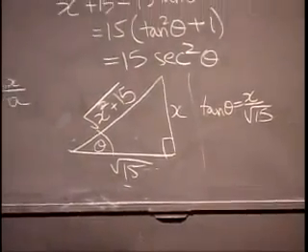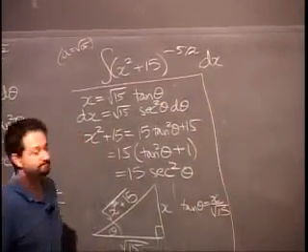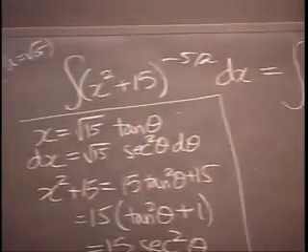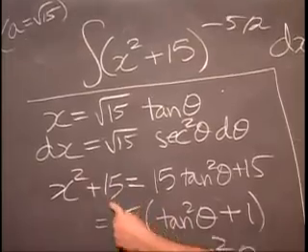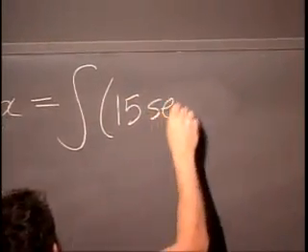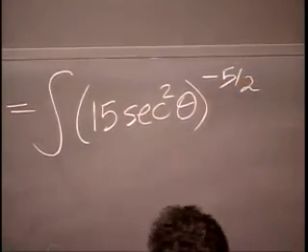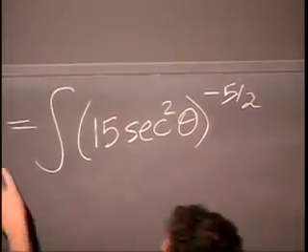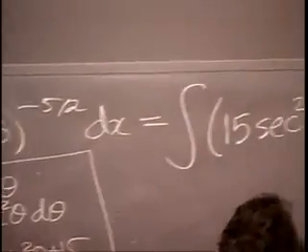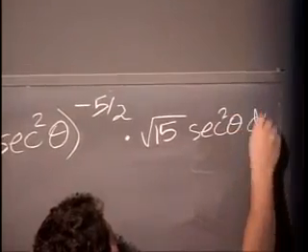Great. We've got all the tools we need to finish the problem. So let's do it. X squared plus 15 is 15 secant squared theta. Take that to the minus 5 halves. dx, careful, it's not d theta, it's root 15 secant squared theta d theta.